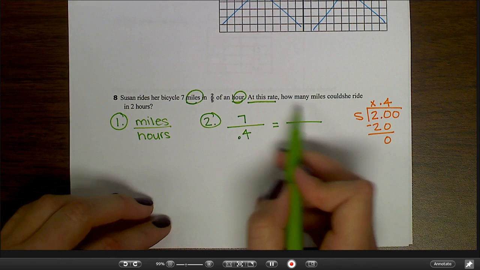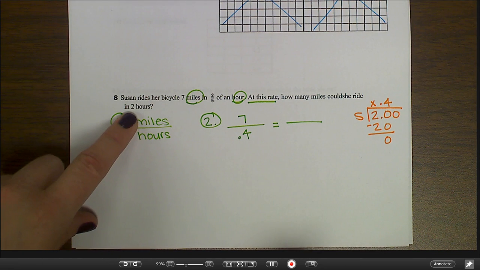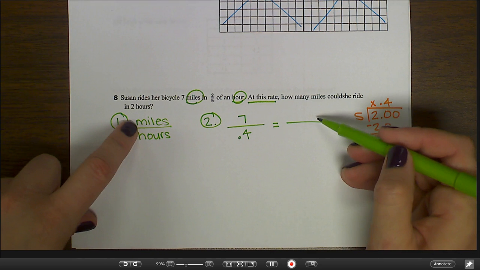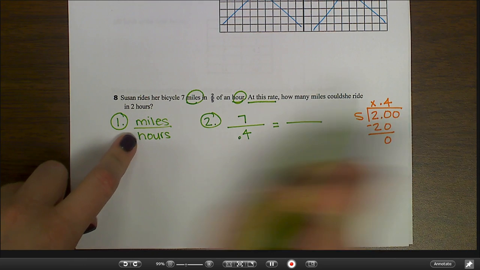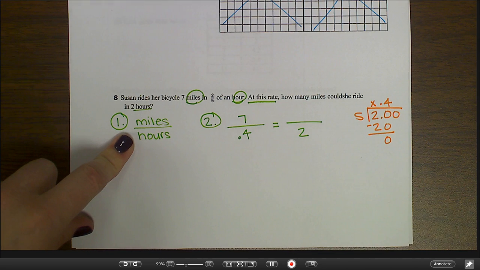And then it says, at this rate, how many miles could she ride in 2 hours? Well, where's 2 going to go? Is it going to go on top with miles or on bottom with hours? 2 hours needs to go on bottom. So X will go right up here. I'm looking for the number of miles.